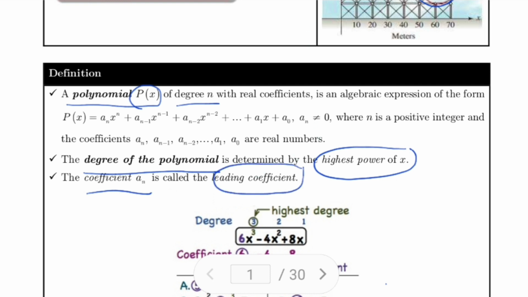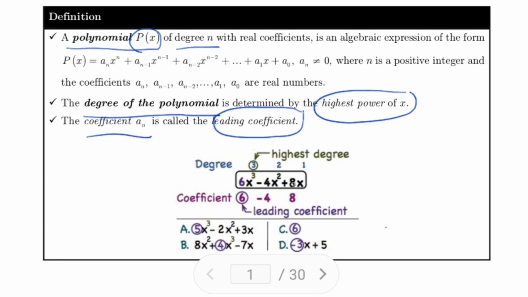For example, if you have 6x cubed minus 4x squared plus 8x, we can see here that the highest power of x is 3. So the degree of the polynomial is 3. For x cubed, the coefficient is 6. For x squared, the coefficient is negative 4. And for x, the coefficient is 8. The leading coefficient is 6.